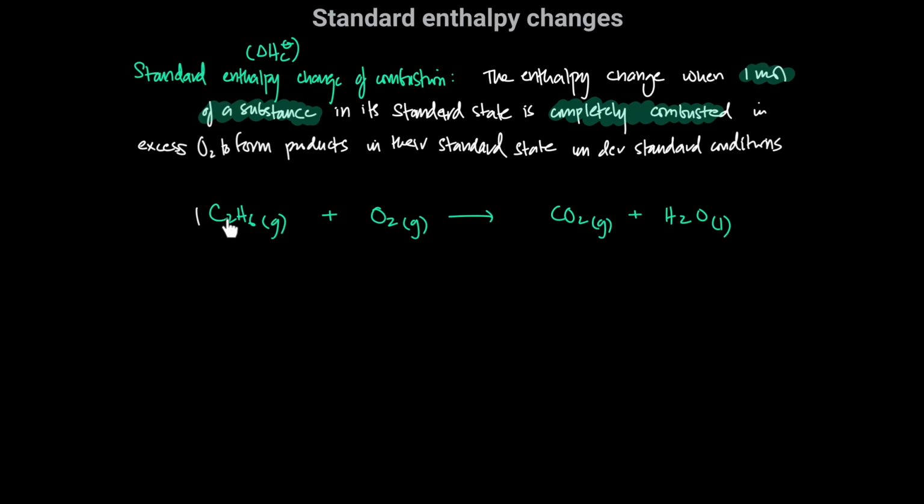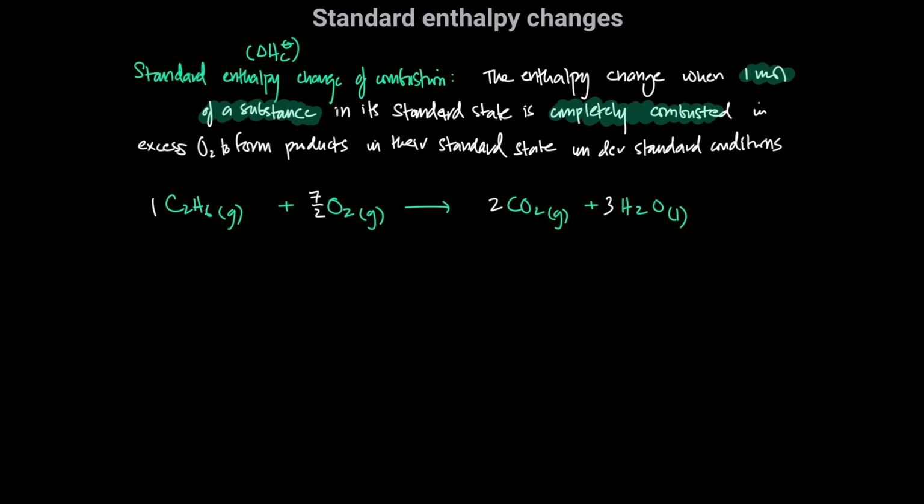So here you'd have 1 mole of ethane being combusted to form 2 moles of carbon dioxide, and then we'd have 3 H2O, because we have 6 hydrogen atoms. Then we just balance the oxygens. We have 4 plus 3, 7 on the right, so we would have 7/2 O2. So the enthalpy change for this reaction, as I've shown it, would be the standard enthalpy change of combustion of ethane.